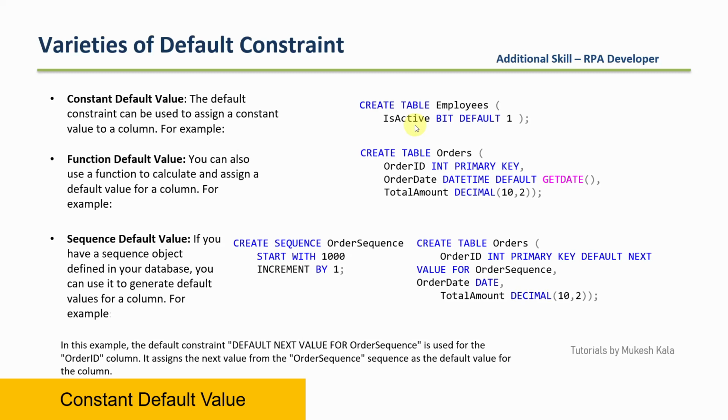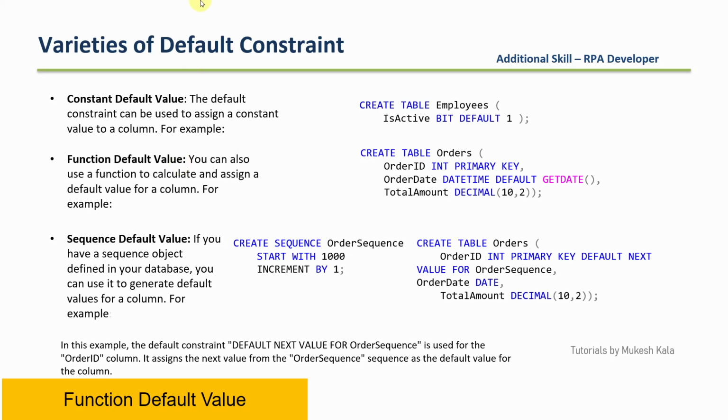The first one is a constant default value, right? I can have a default constraint which is having a default value, such as is active bit default is equal to 1, which we just saw. If you go to the second one, which is called a function default value, which is another variation of the default constraint, we can use a function to calculate and assign a value to a column. Which means that you can actually use functions to evaluate the value and then set it as a default value.